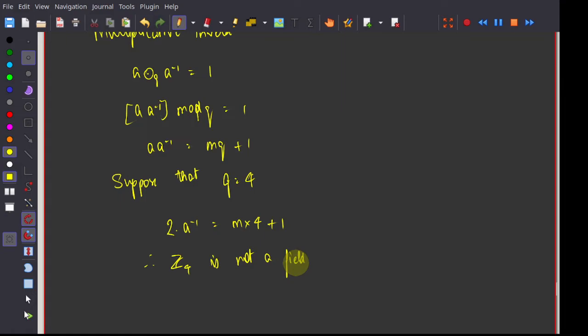So you're claiming that for all odd Q, it is a field. Now let us take Q equal to, let's say, 15. It's an odd number, right? Try to find an inverse, say take A equal to 3. So 3 times A inverse should be equal to M times 15 plus 1.